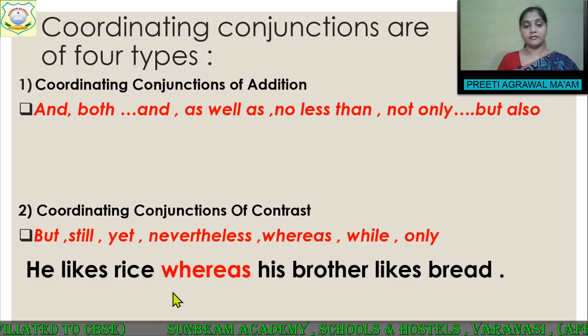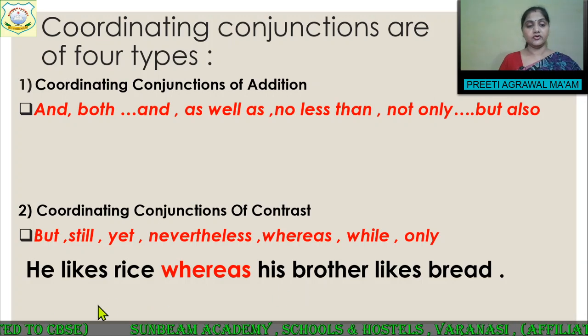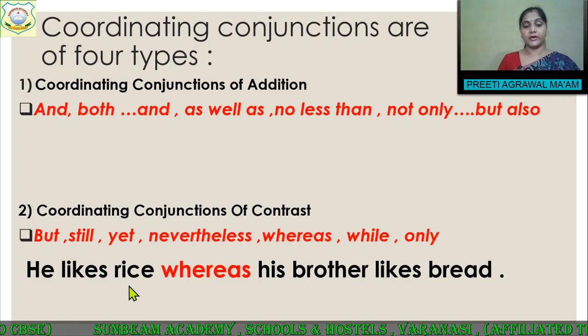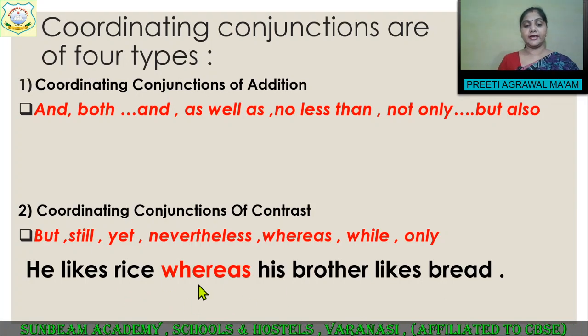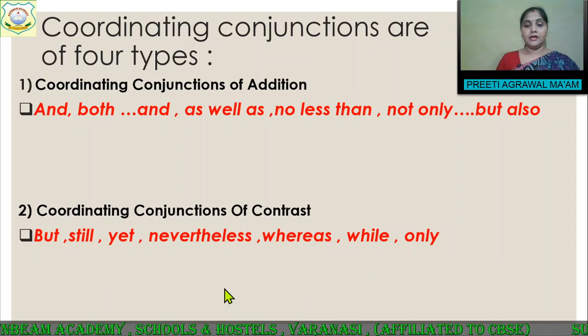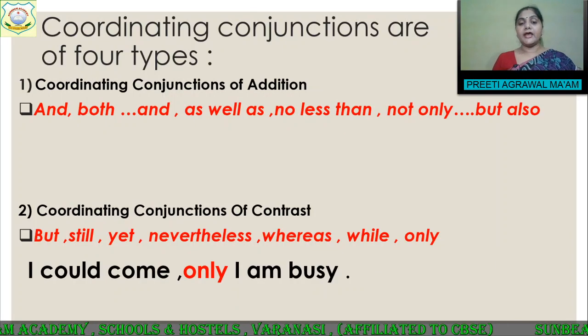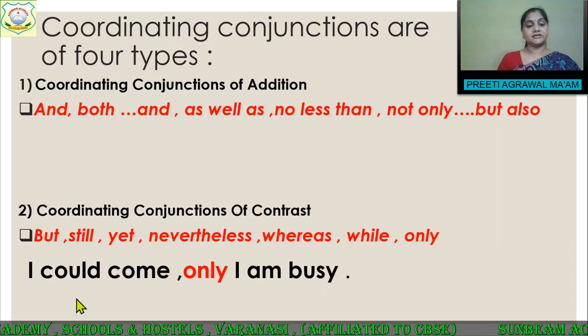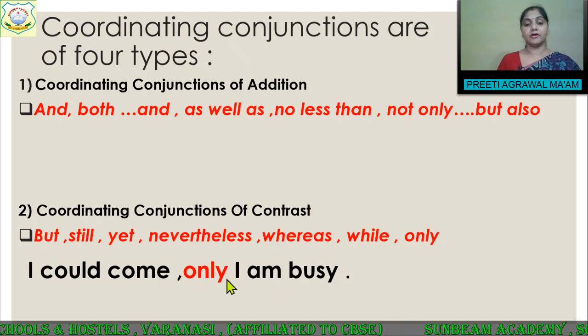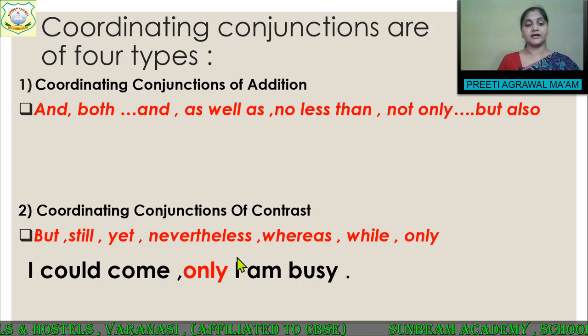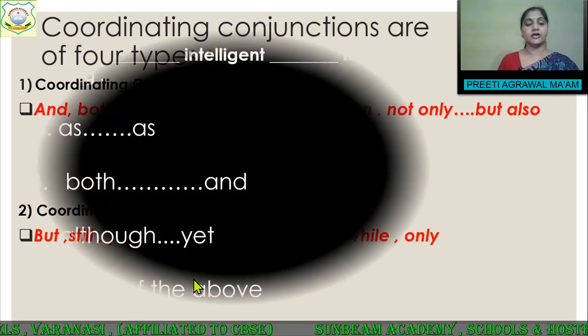Okay, got two opposite ideas? No, the contrast is there. One likes rice, brother likes bread. Okay, so you have used here again whereas. I could come only I am busy. The person is capable to come but unable because the person is busy. Again, the contrast is here and that's why only has been used here.